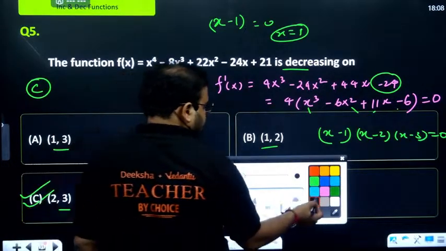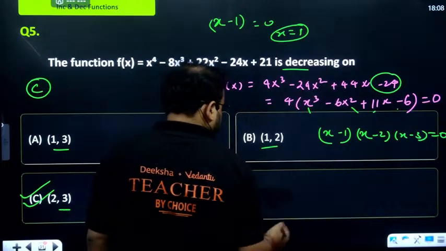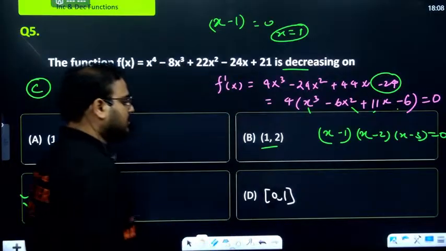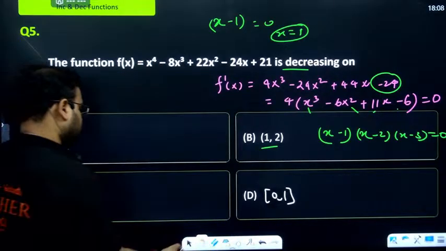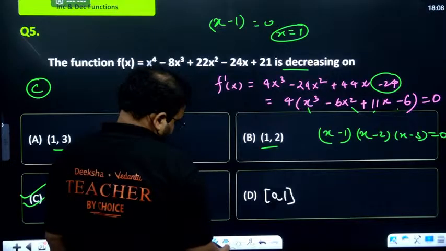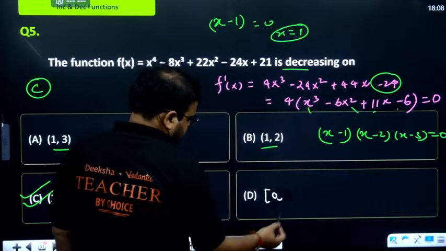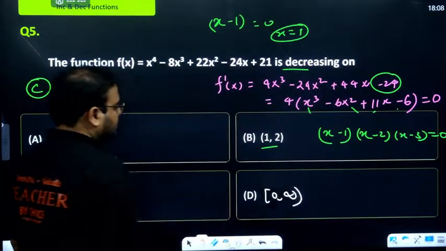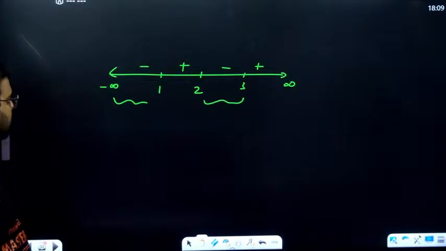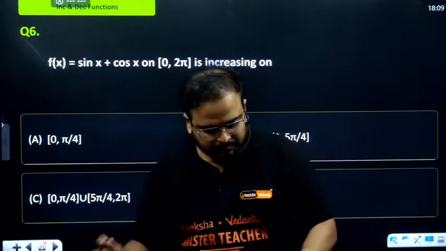I'll change this. I'll add this as, let's say, 0 to 1. I closed it like this, but that is also right. Okay. Now it's wrong, right? All right. Moving on. Clear? Next question.